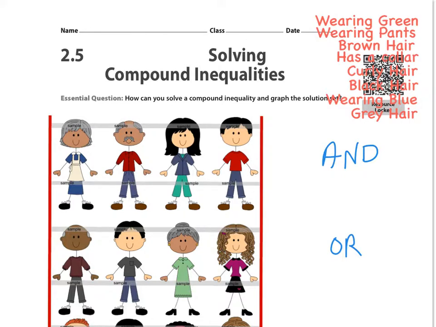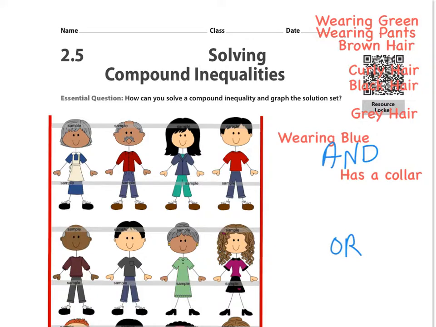All right, so let me give you an example, and then you might be able to follow just a little bit better. I want you to tell me who is wearing blue and has a collar. So I want you to think about who I would be talking about: they're wearing blue and they have a collar.